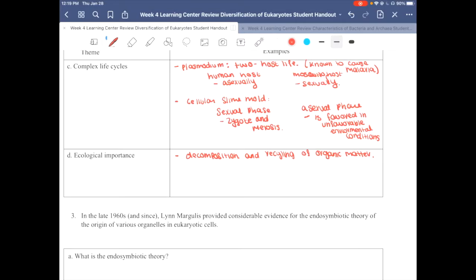Another big importance that they have is certain protists are photosynthetic, like when they have cyanobacteria, and what that does is it provides food for the different ecosystems in freshwater and marine environments. So it's really important that we have those photosynthetic protists.